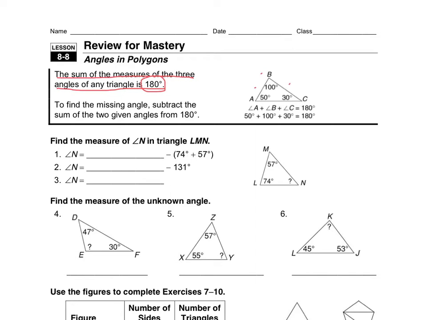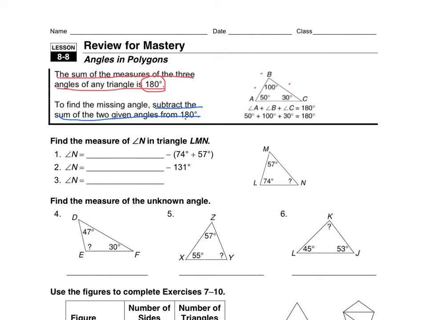And also, the nice thing about that is to find the missing angle, you're going to add the two angles that you know and then subtract them from 180. In other words, subtract the sum of the two given angles from 180. Let's try example number 1 with the triangle MLN.